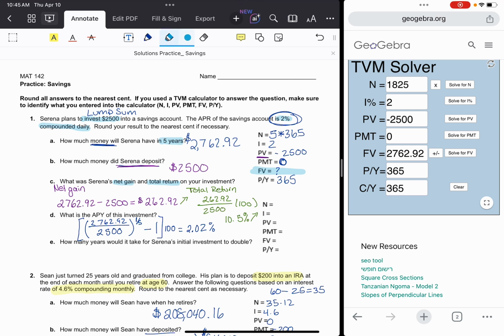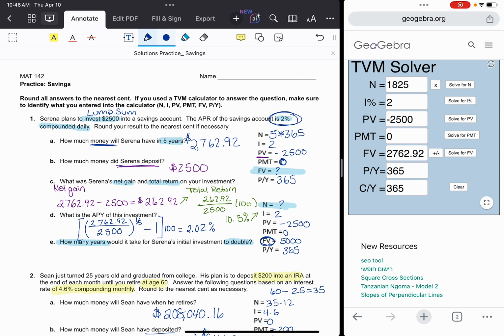All right, last but not least, we are being asked when her investment will double. So a good strategy here is we can actually use our TVM solver. So the trick's going to be, we know what our future value is this time. We want our future value to be double the amount she started with, which is $5,000. And the PV will stay the 2,500. And the PY will stay 365 and the I stays 2. But this time, since we are looking for how many years, we are looking for an N value up here.